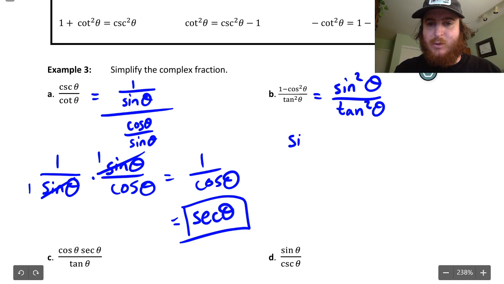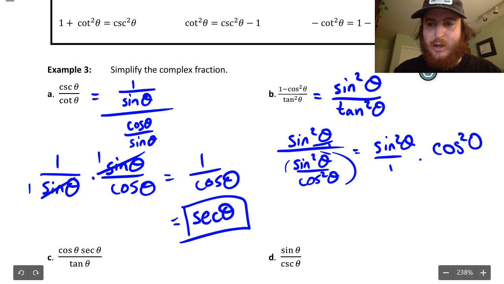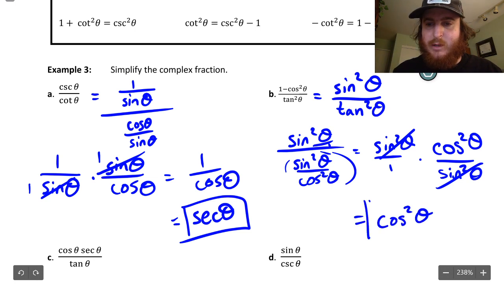So we're going to have sine squared theta over, now tangent we can write as sine squared theta over cosine squared theta. And now we have a fraction, so we're going to multiply by the reciprocal. If you need to lollipop that guy, you can. So sine squared theta over 1, times, we're going to flip the reciprocal, cosine squared theta over sine squared theta. These cancel out, and we just get cosine squared theta. That's our answer.